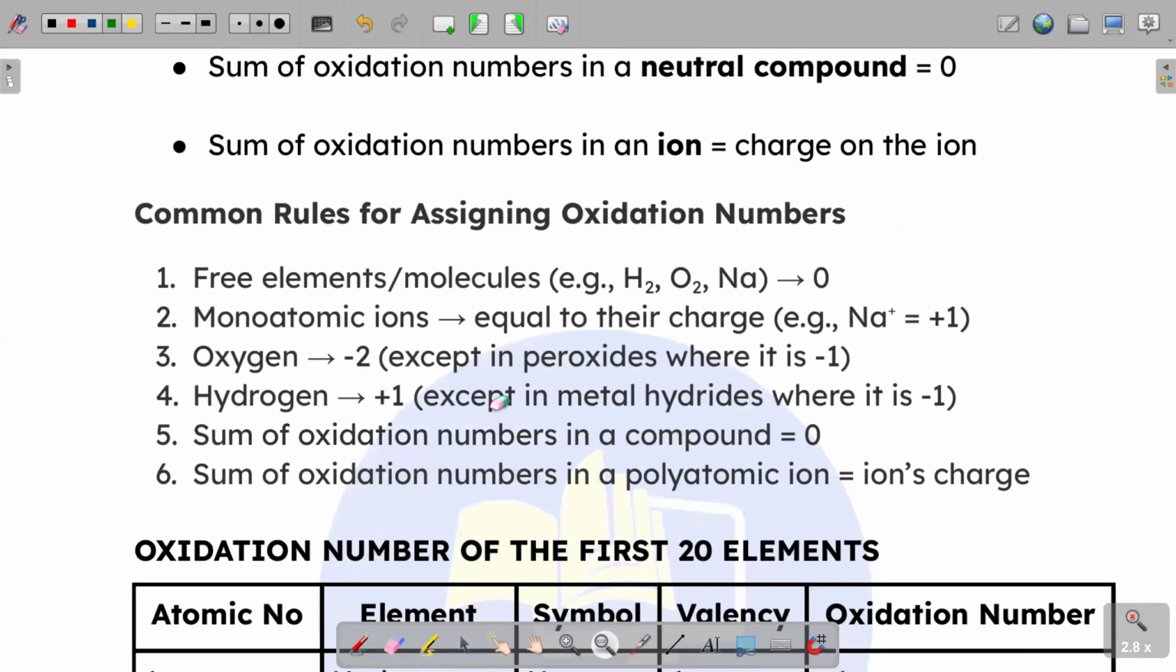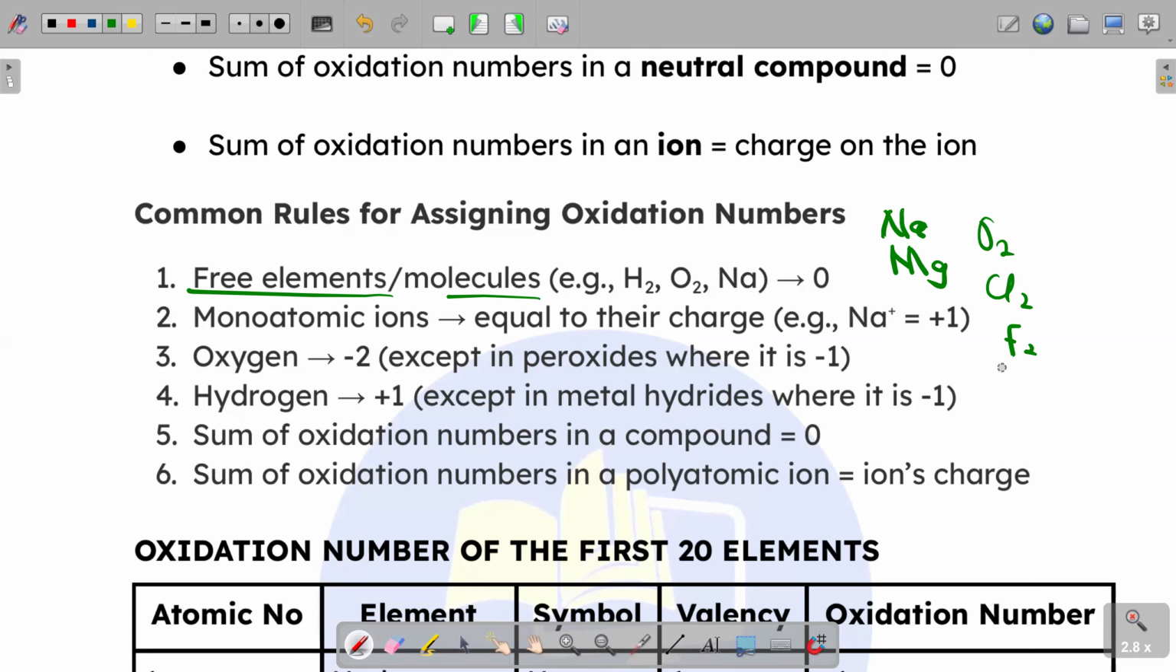Generally speaking, free elements and molecules usually have an oxidation state of 0. For example, if I said sodium, the oxidation state of sodium is 0. Nitrogen as it is, and let's say magnesium. Magnesium has an oxidation state of what? Of 0.